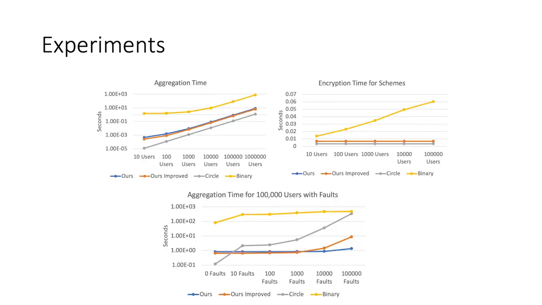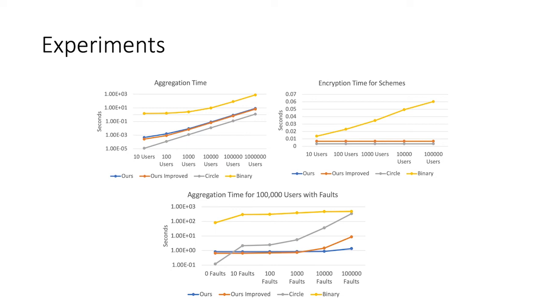We also experimentally evaluated our work when compared to some other baseline techniques within the realm of PSA and ran some simulations to compare our scheme to two state-of-the-art PSA schemes. The binary scheme, which has users buffer their inputs that they send to the aggregator to allow for fault tolerance, and also the circle scheme, which has the aggregator communicate with a trusted third party to support a form of fault tolerance.